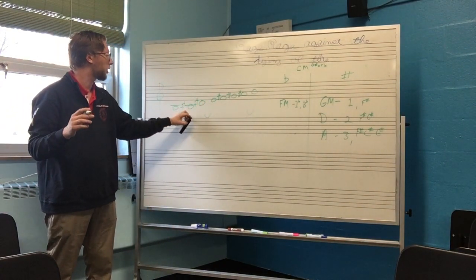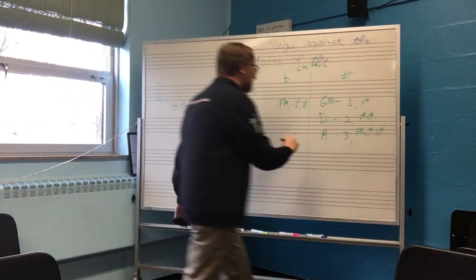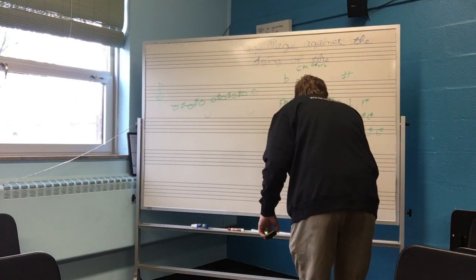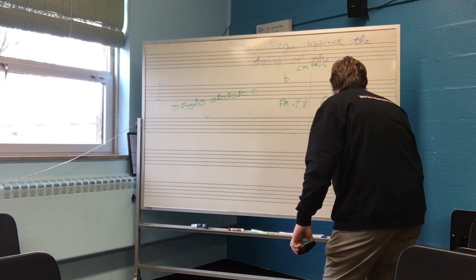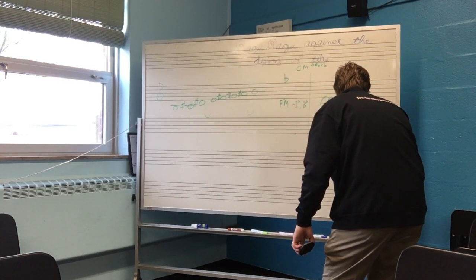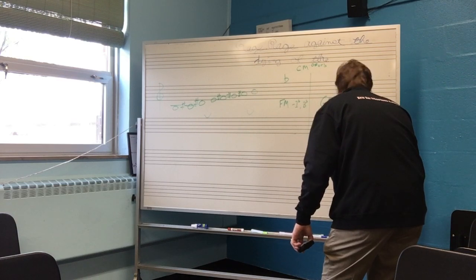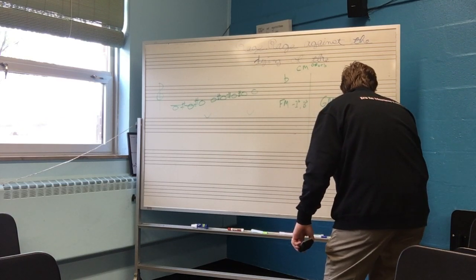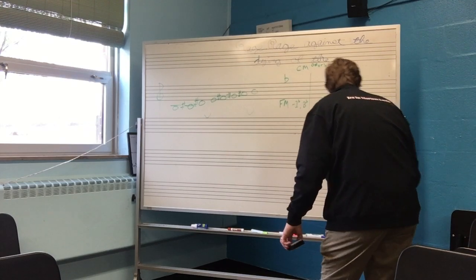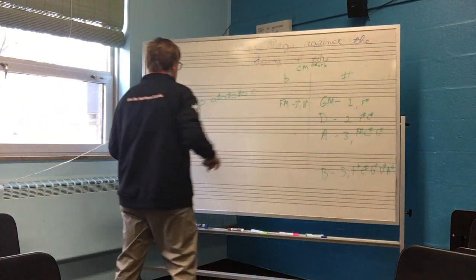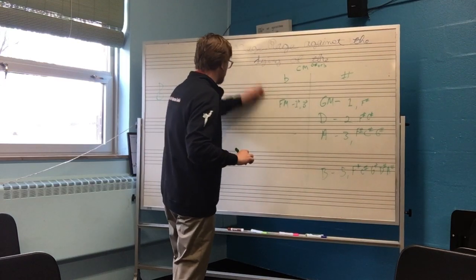So how many sharps are there? 5. So B has 5. And they are F sharp, which is up there again, C, G, which is up there again, D, which is up there, and A. All right, so we're missing the one that has 4. Let's call out another note name. E.